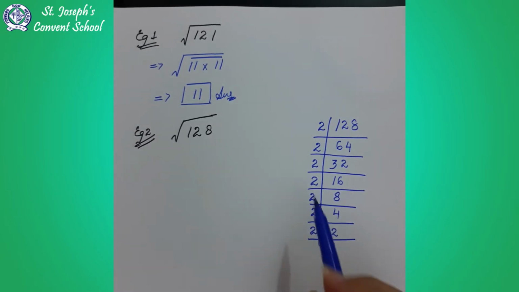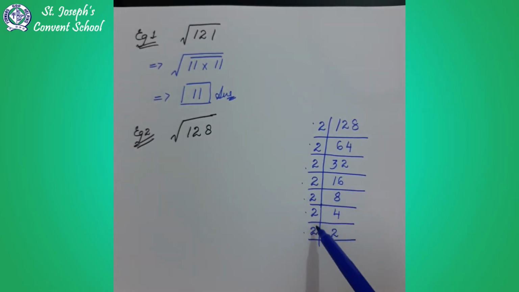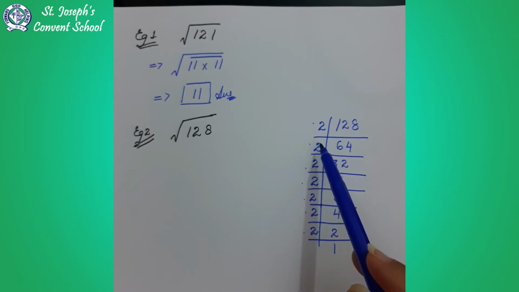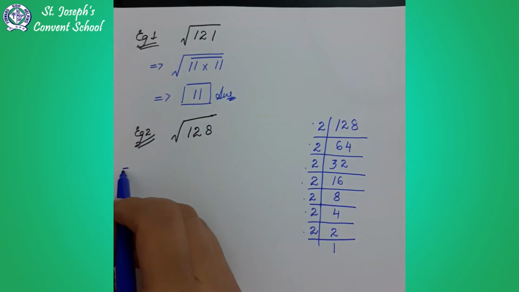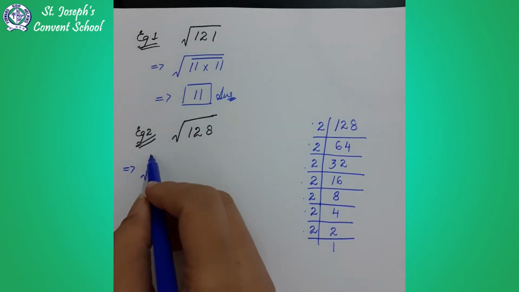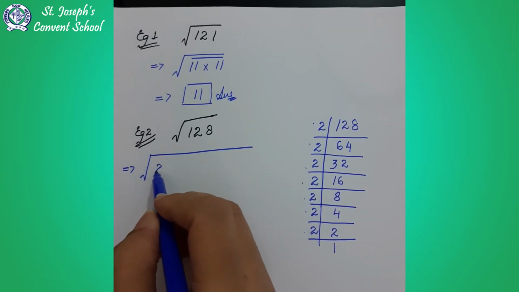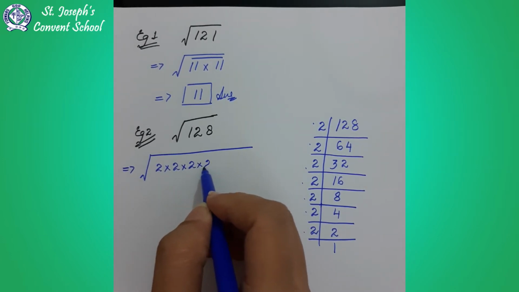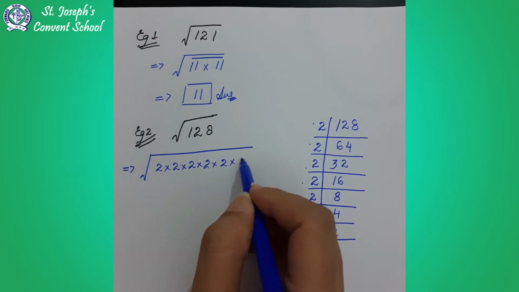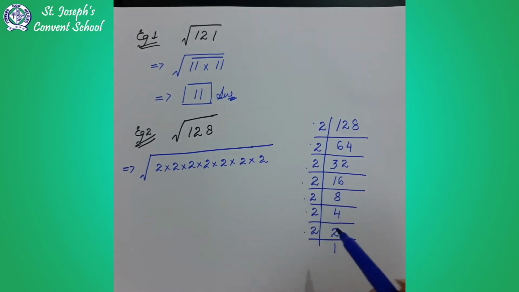Now all these 2's you will write inside the root. All these are factors, so 1 2 3 4 5 6 7 2's you will write in the root sign. All these are the factors of 128. So in the root sign, all these 2's, 2 into 2, 7 times. 3 4 5 6 7 times. These are 7 2's. So all these are factors, so we have written them in the root sign.